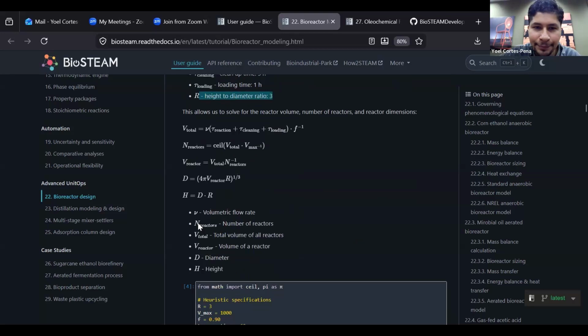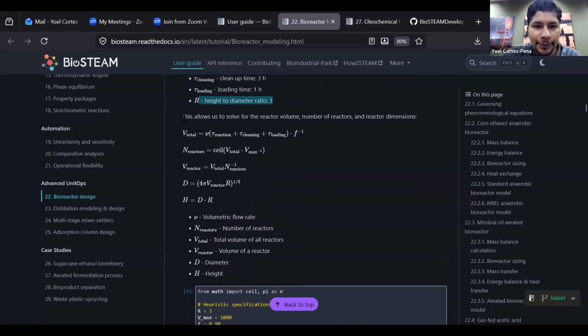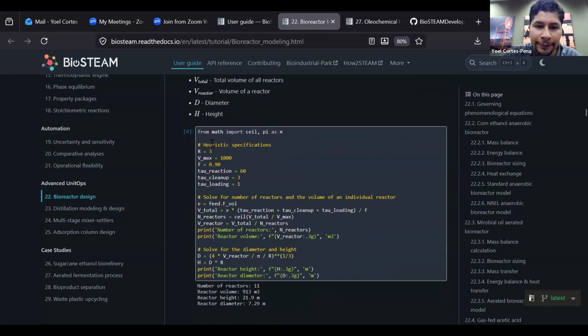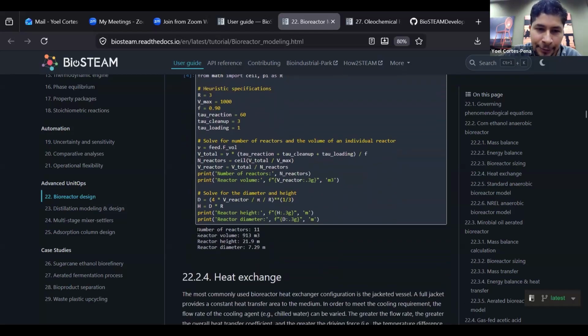Okay, so these are the equations that we use to solve for all these parameters. And they're very straightforward. It's just a little bit of math, but we go ahead and solve those equations over here just to show you the results that we would get in BioSTEAM. And these are the exact equations we used in the unit operation. And you can go back and double check.